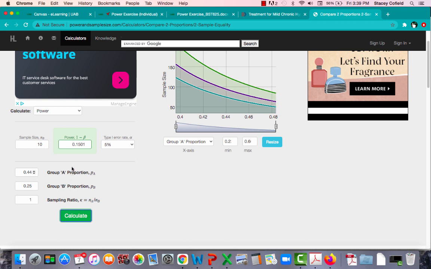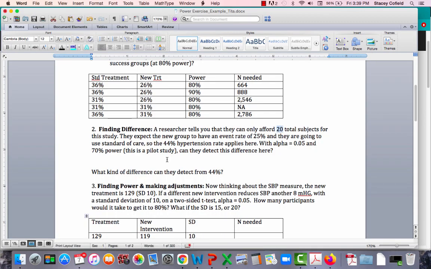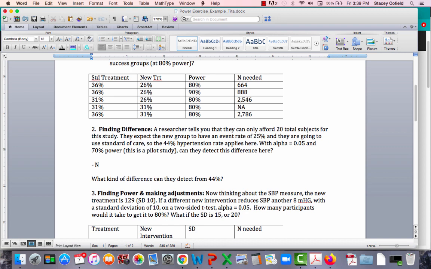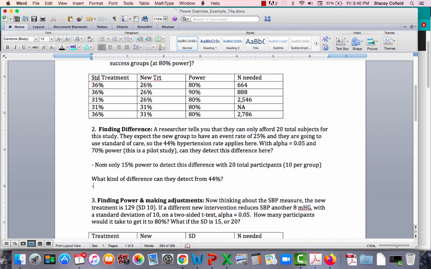Ooh, goodness gracious, my power is 15%. So this is a really small sample size with 20 total subjects. Even with as big of a difference as this is, I have very little power. So the answer is no. Only 15% power to detect this difference with 20 total participants, 10 per group. Okay, so what kind of difference can they detect from 44% with this number of people?